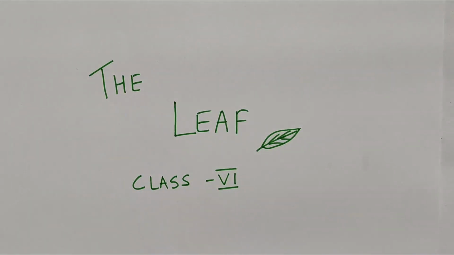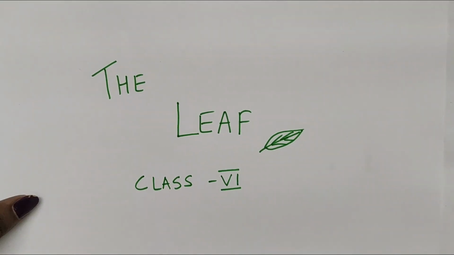Good morning, students. Today we are going to read about the chapter The Leaf, which is the first chapter in the class 6 ICSE syllabus. Before we learn what a leaf is and what its structure is, let us understand a few things about a plant, which you already know about.